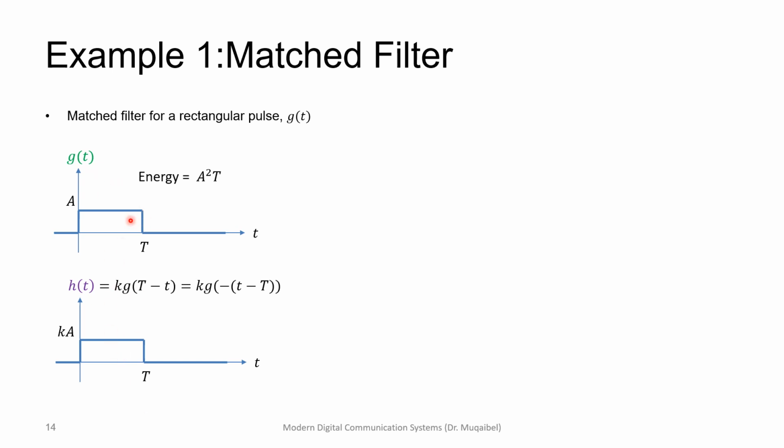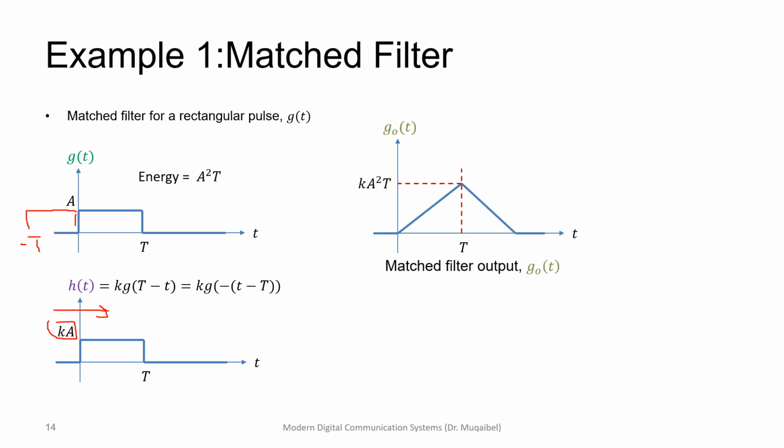But what we did, in fact, is we first flipped the signal, like this. This becomes minus t. And then we shift it by T, so it goes back to this direction. It goes back the same way. We have a scaling factor of k. That's a matched filter. That's a filter whose impulse response is given by this, and it will give you the optimal decision.